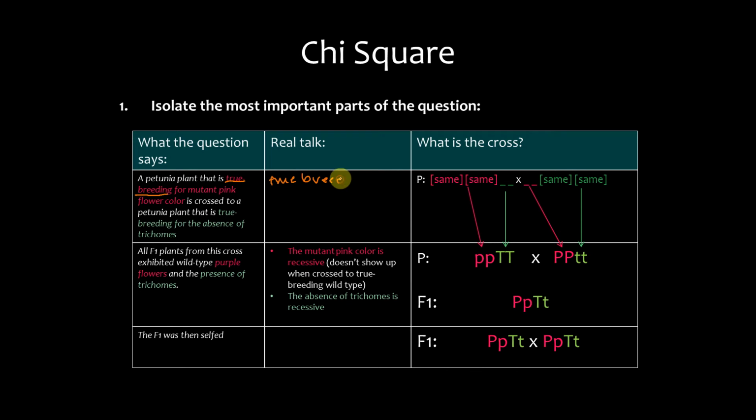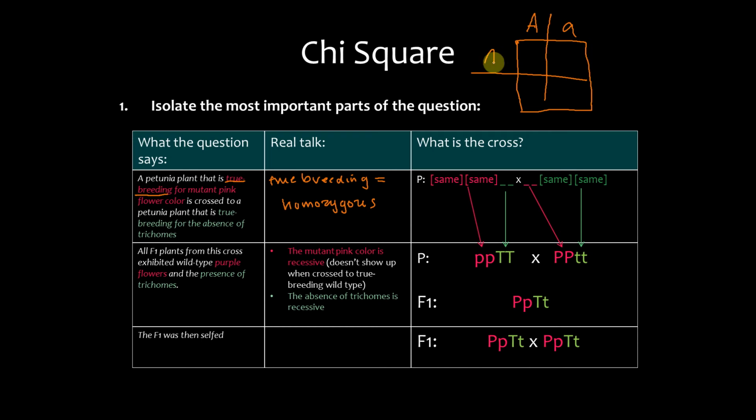True breeding equals homozygous. And why is that? Because let's say we did a cross of heterozygotes. Well, heterozygotes produce many phenotypes, not just parental. So let's say that the A is dominant and the a is recessive. This is going to be a different phenotype than these other ones, which means that it will not be true breeding, which means that all true breeding are homozygous.